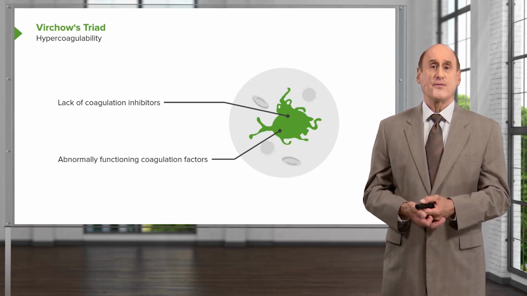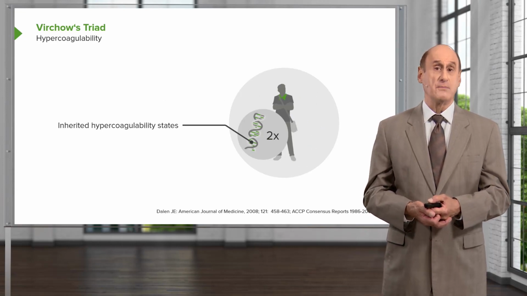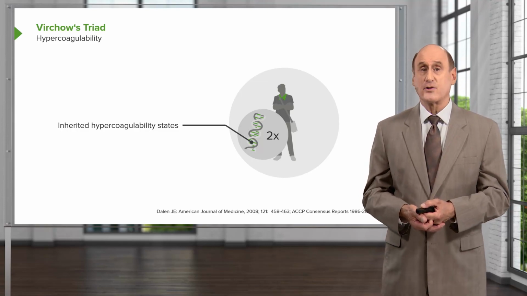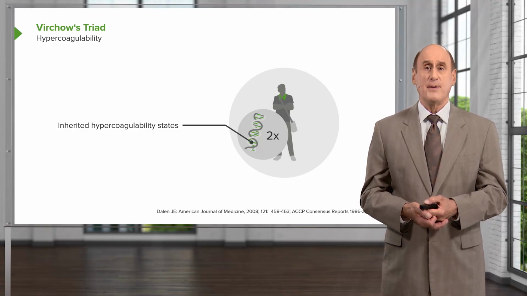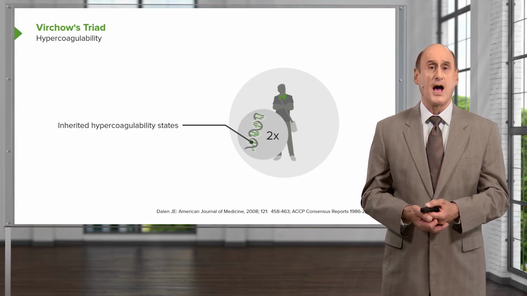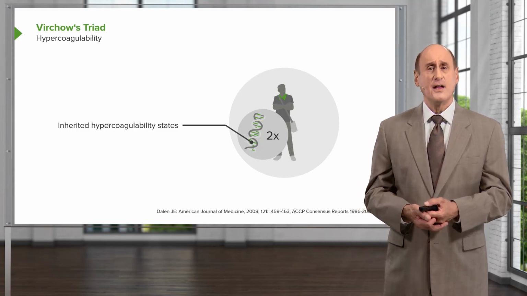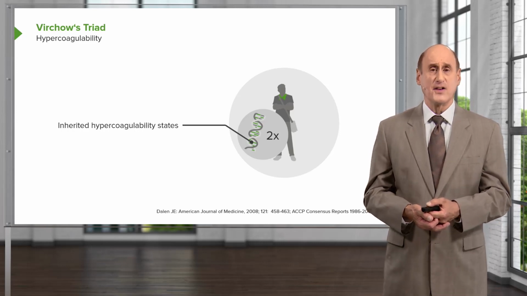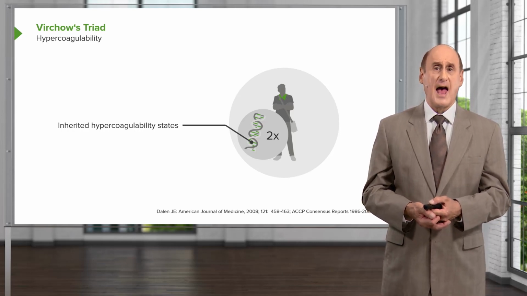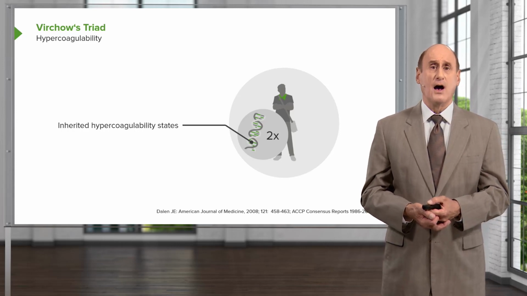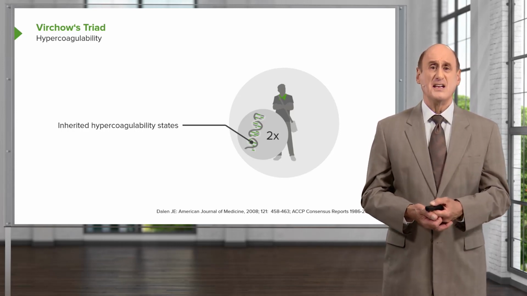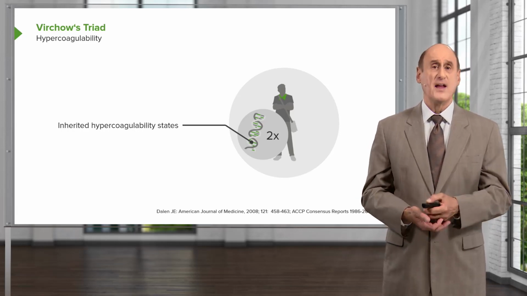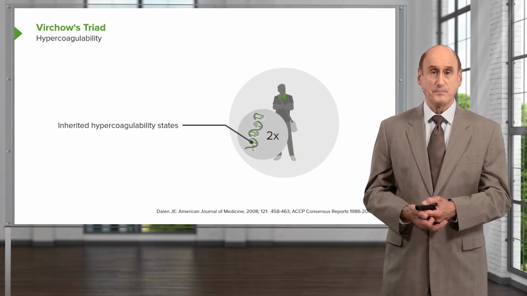The frequency of recurring DVT and pulmonary embolism increases by a factor of 2 in patients with inherited hypercoagulability states. Said another way, if you have one of these abnormalities in the clotting system, you will have 2 chances in 100 of developing recurring DVT-PE, which is much higher than the 1 in 1,000 in the natural population.